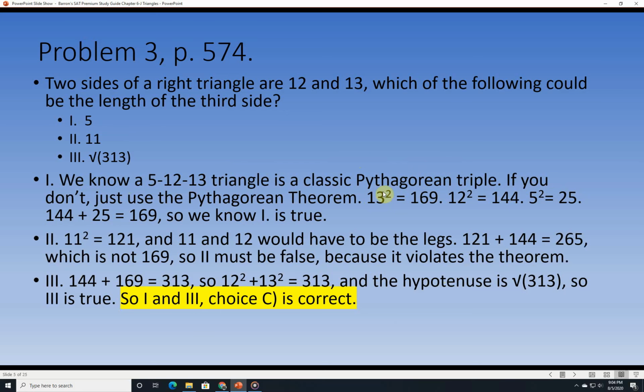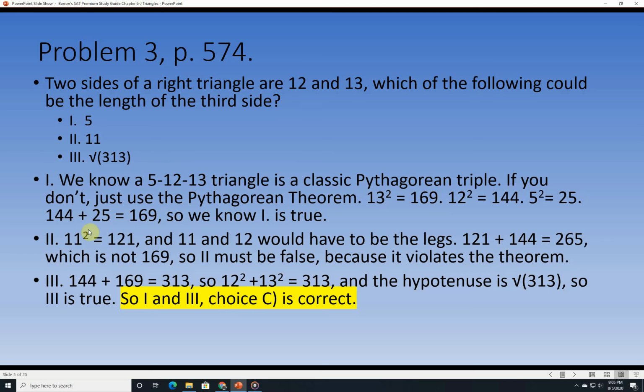Those would also be good things to memorize for the SAT. Probably all of your squares between 1 and 20. So anyway, we know 144 plus 25 is equal to 169, so we know 1 is true. And just remember 5, 12, 13, classic Pythagorean triple. If you know the legs are 5 and 12, the hypotenuse has to be 13. If the hypotenuse is 13 and one of the sides is 12, the other one's 5, and so on.